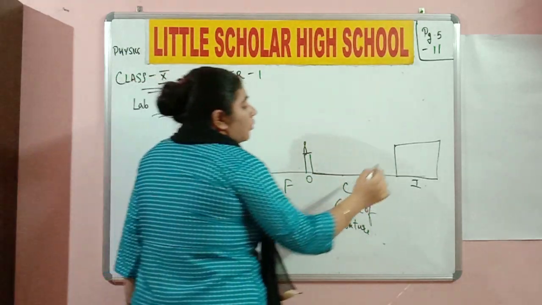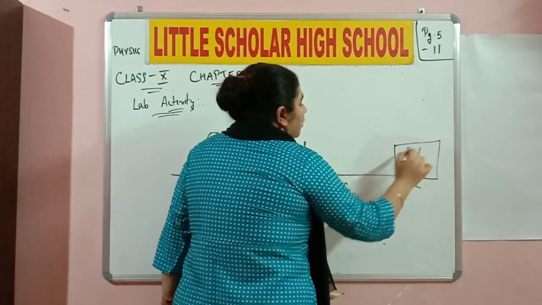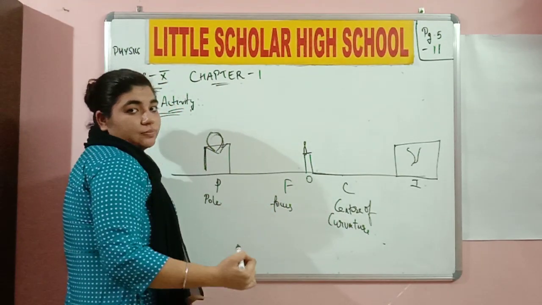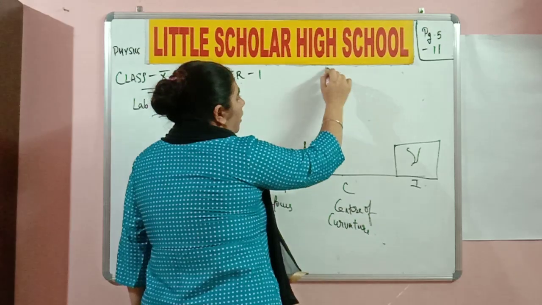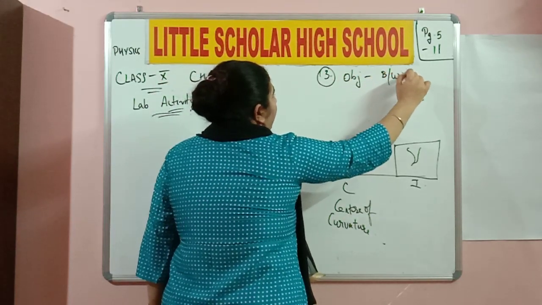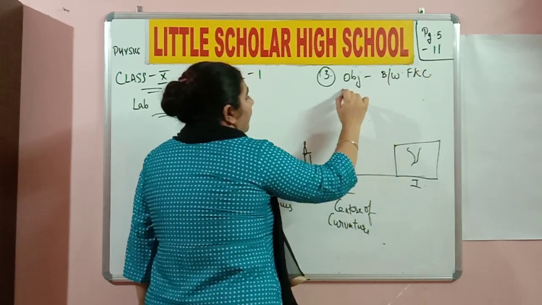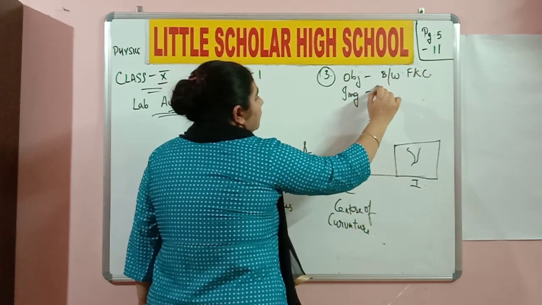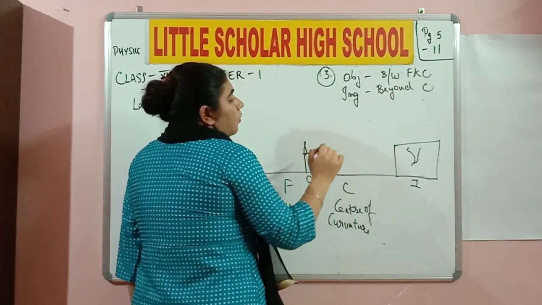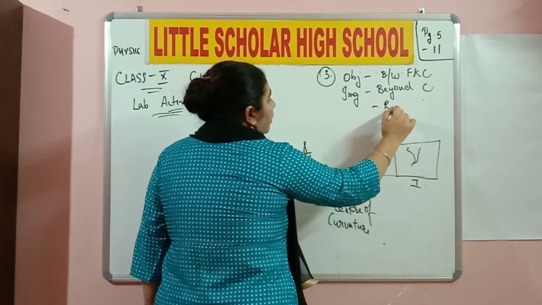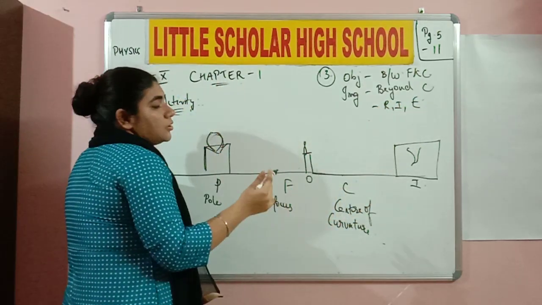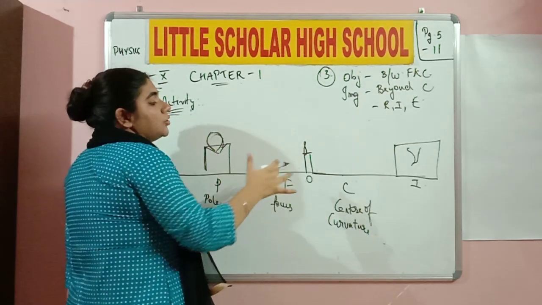And what is it? What is the nature of the image now? The nature of the image is going to be real, inverted and enlarged. Did you understand? What was the third case, class? The object is placed between F and C. Where is the image formed? It is formed beyond C. Okay. Now, what is the nature of the image? It is real, inverted and enlarged. What do you mean by enlarged? It is much larger than the original size.